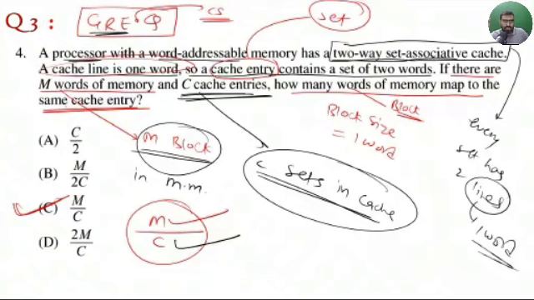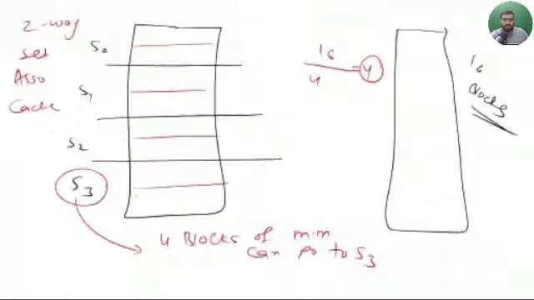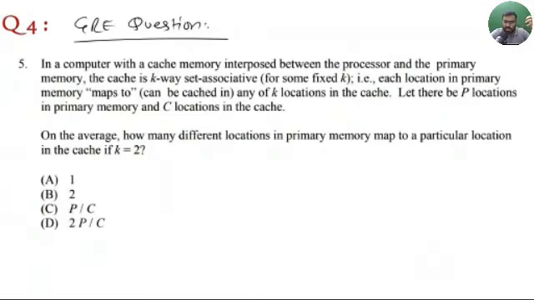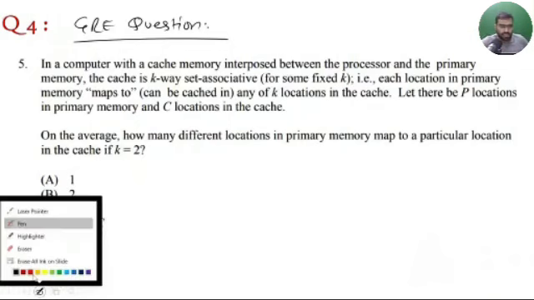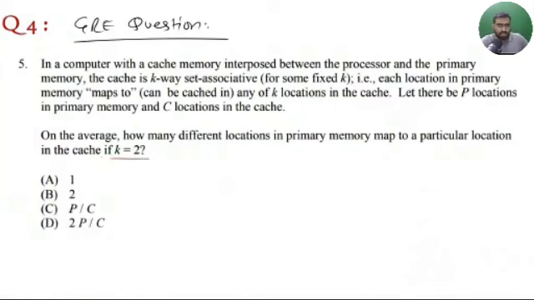Now let's see another interesting question. This is another GATE question. Again, this is another question on the set associative. K equal to 2 means you have a two-way set associative cache. The question is saying that each location in primary memory can map to any of the K locations in the cache. So you have P locations and you have C locations in cache.